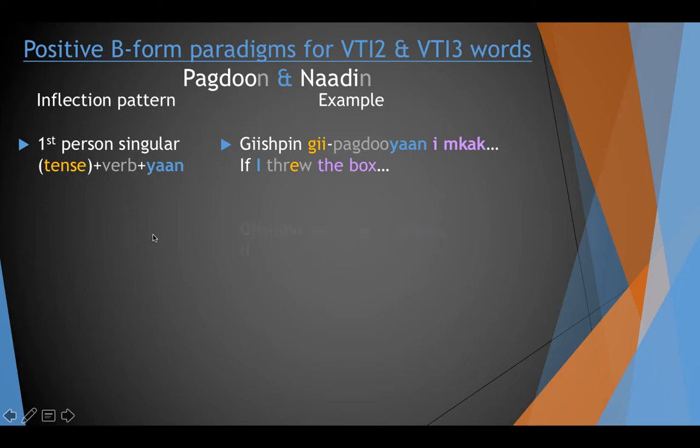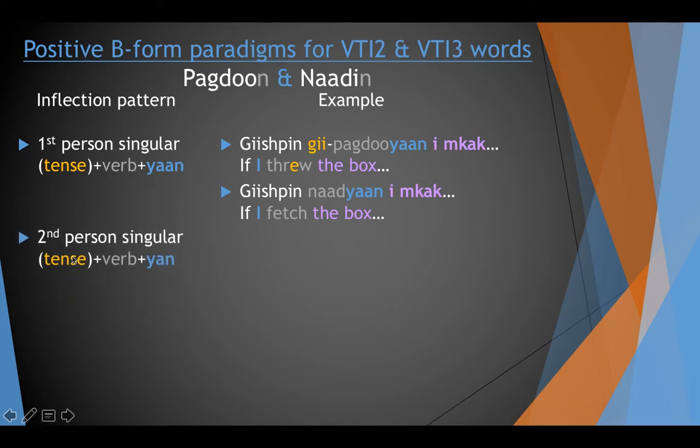Second person singular now. Oh, sorry, our VTI 3s. So just as I said earlier, we got rid of that I for our third last consonant rule. So Gishbin nad yan imkuk. If I fetch the box. So we have the last consonant here, second last, third last, verb in front, short behind, get rid of it. All right, so second person singular, same pattern. We're just replacing our yans with yuns. And same thing with our VTI 3, probably get rid of that I sound there.